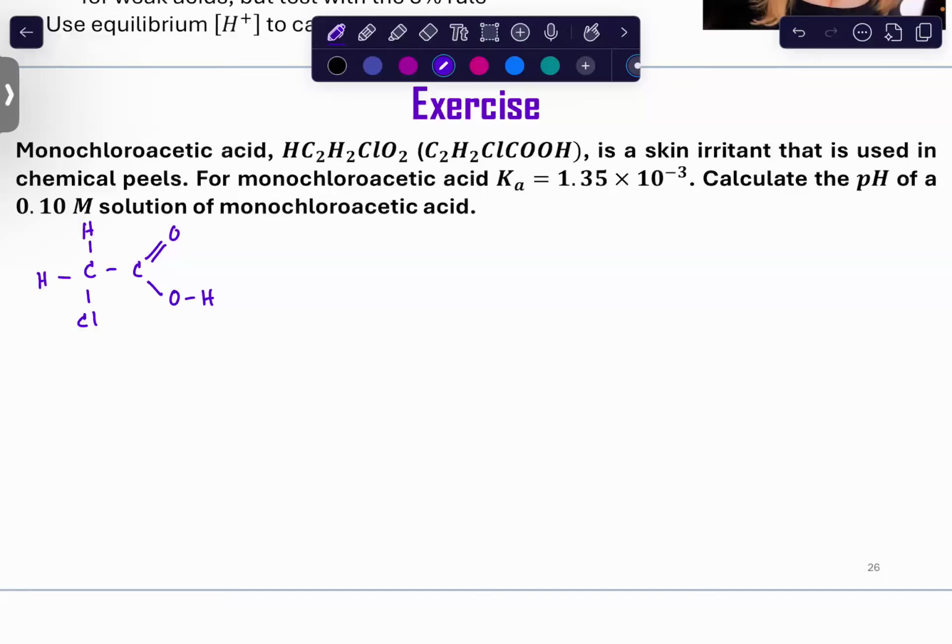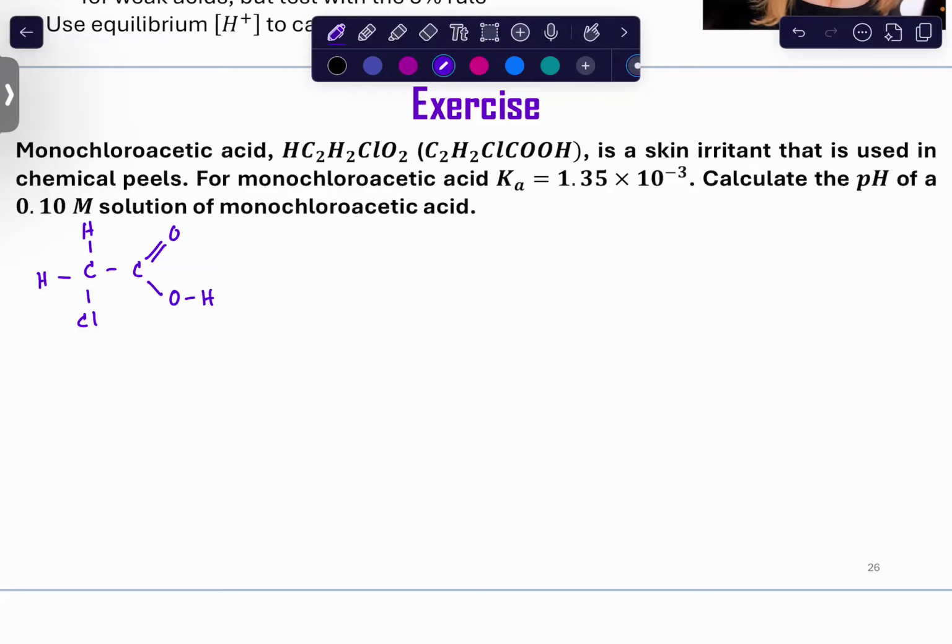So for monochloroacetic acid, the Ka is 1.35 times 10 to the negative third. Calculate the pH of a 0.1 molar solution of this acid. Again, if we compare the Ka of this to water, the Ka of the acid is much larger than 1.0 times 10 to the negative 14th. So the dominant species is going to be the monochloroacetic acid.